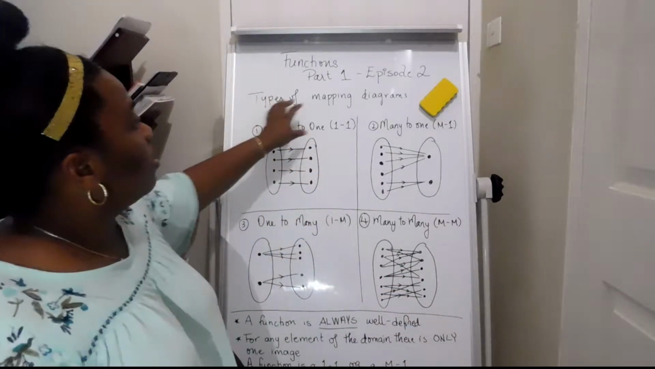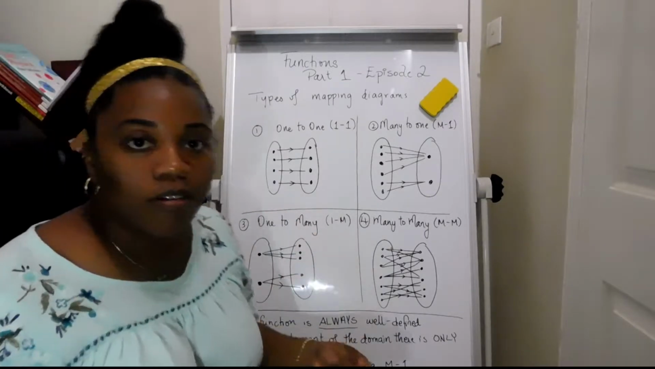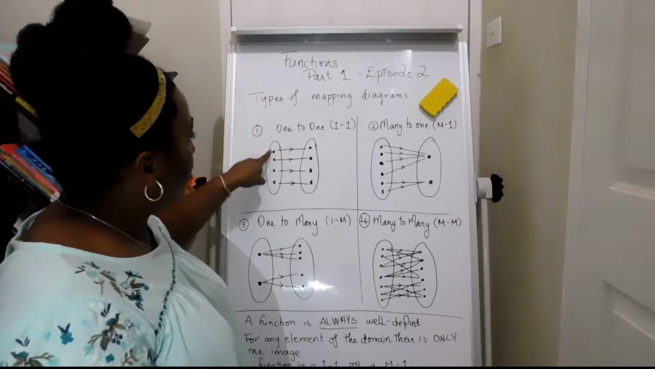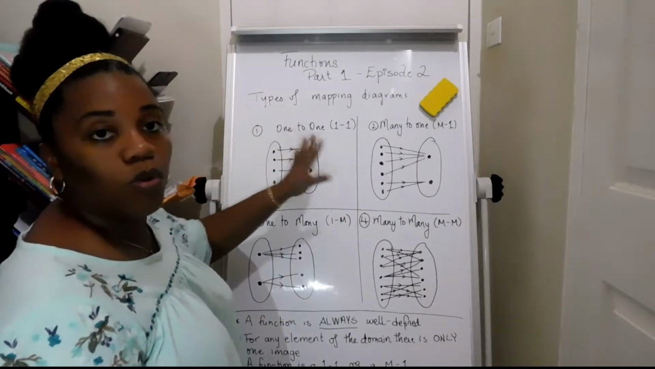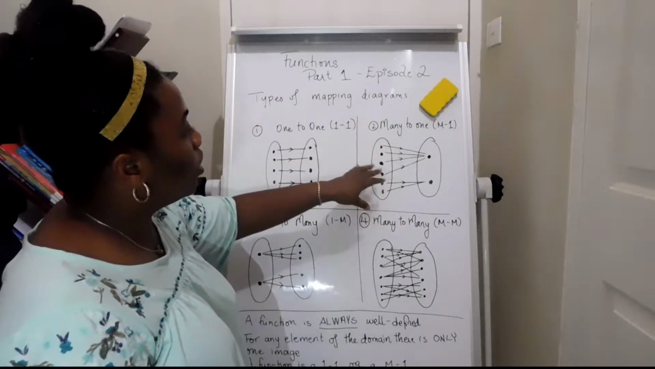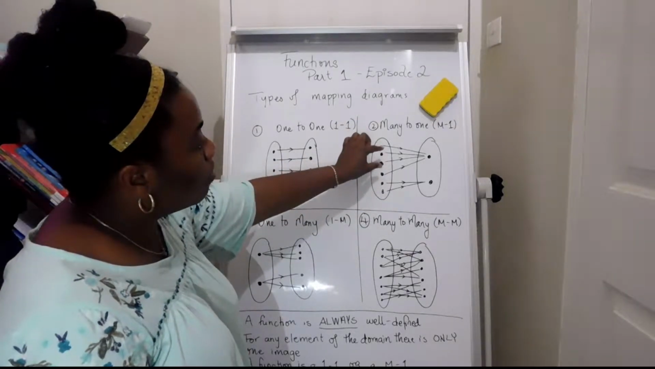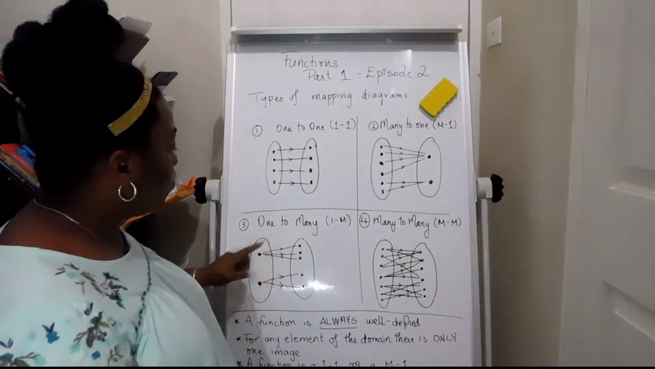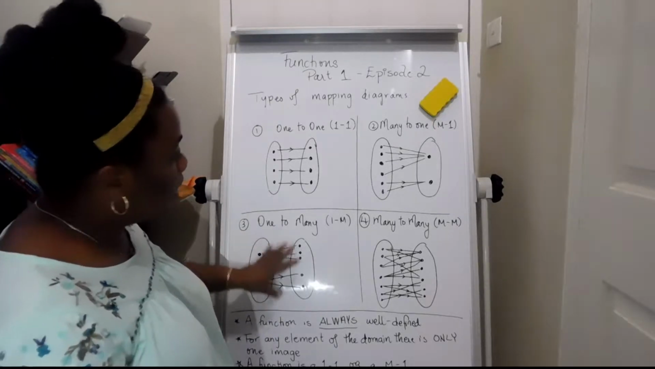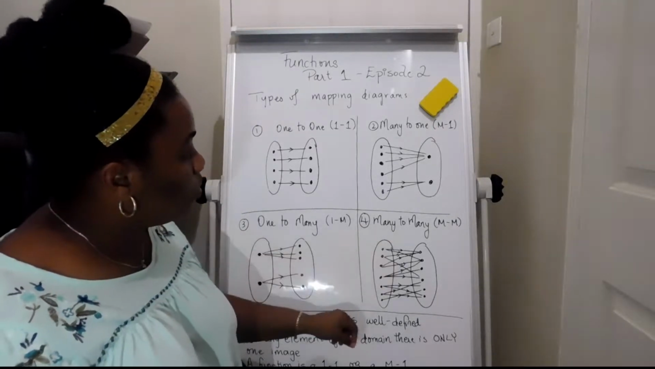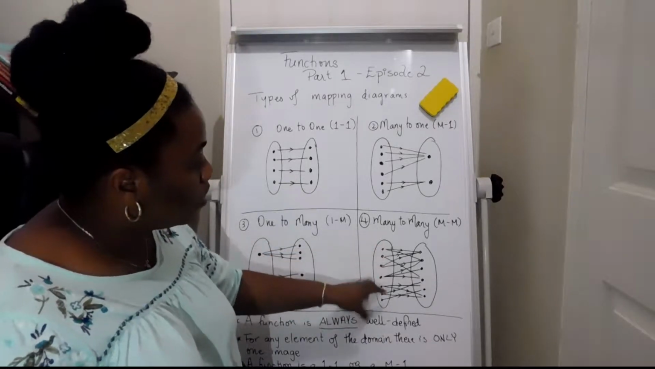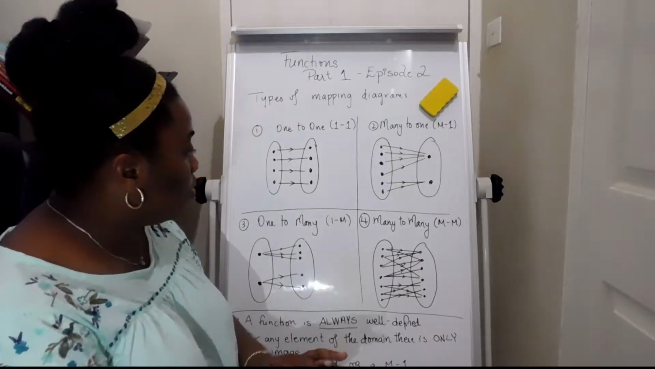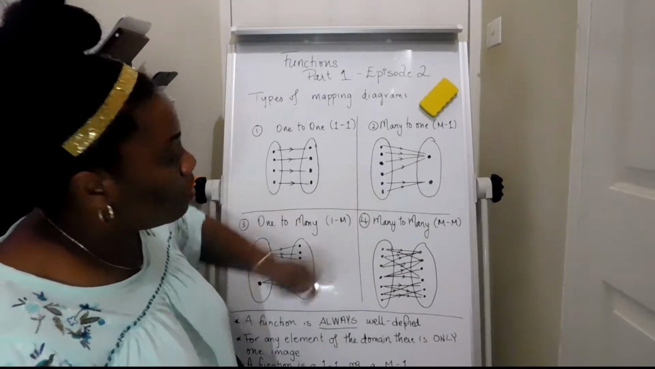So here we have different types of mapping diagrams, and we're dealing with functions. We have one-to-one, where an element is only mapped to one image. We have many-to-one, where there are different elements mapped to one image. And we have one-to-many, where one element is mapped to many images, and then we have many-to-many, where many elements are mapped to many images. If you look at this, it is like these two combined.